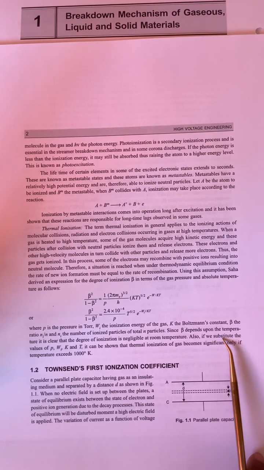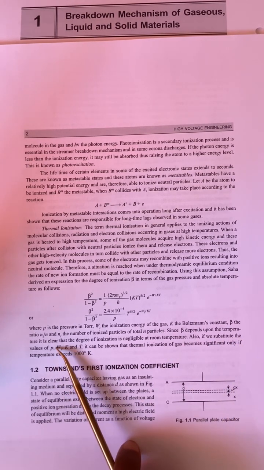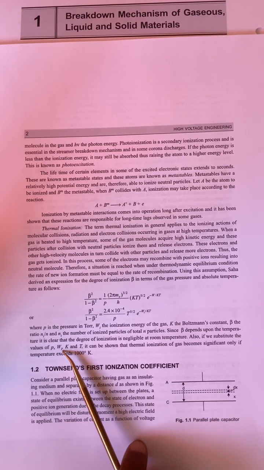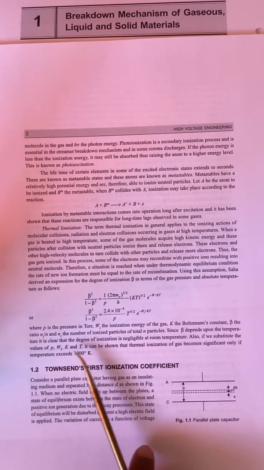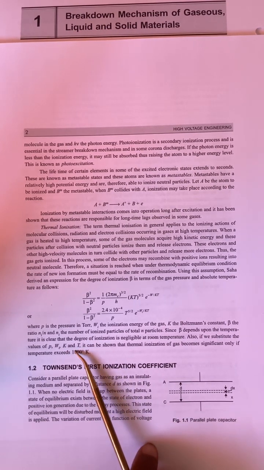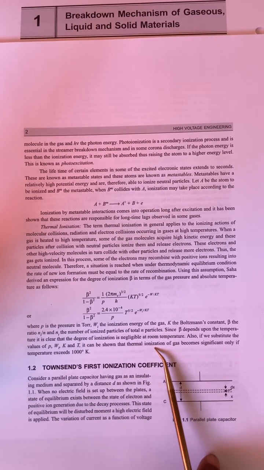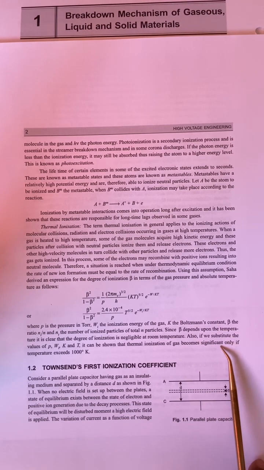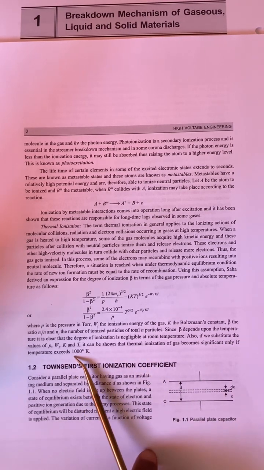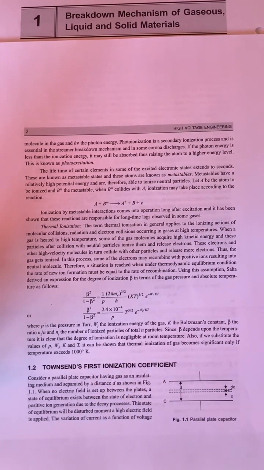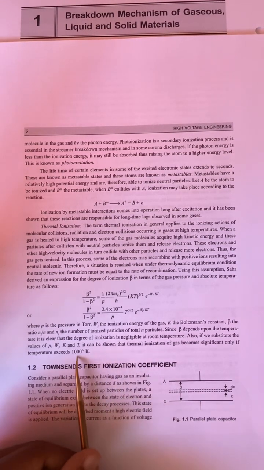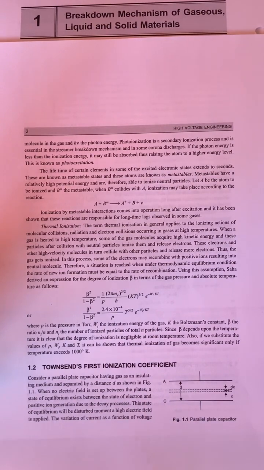Also, if we substitute the values of P, W subscript i, which is our ionization energy of the gas, k, which is our Boltzmann constant, as well as T, which for now let's assume is some type of temperature, it can be shown that thermal ionization of a gas becomes significant only if the temperature exceeds 10,000 kelvins. Okay, so we'll stop there for now.